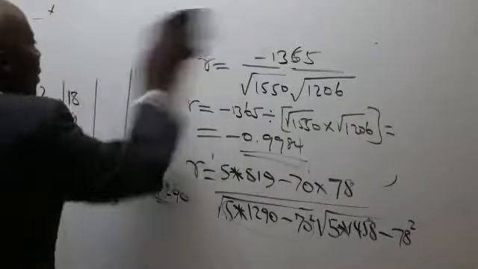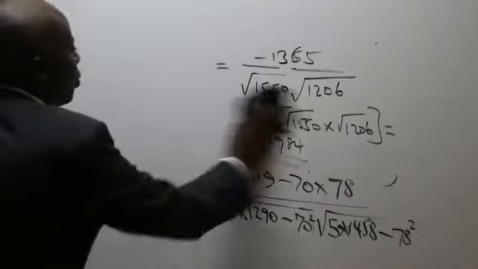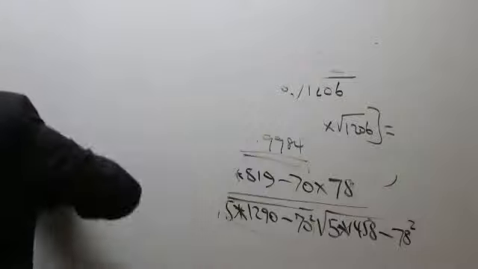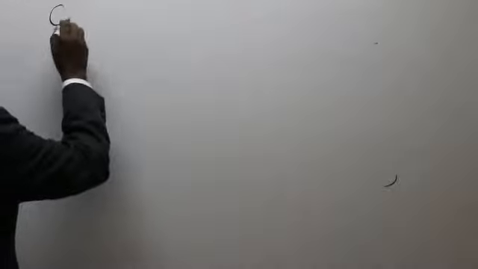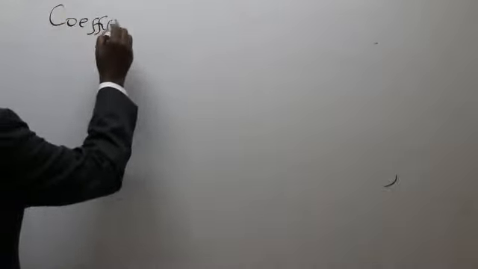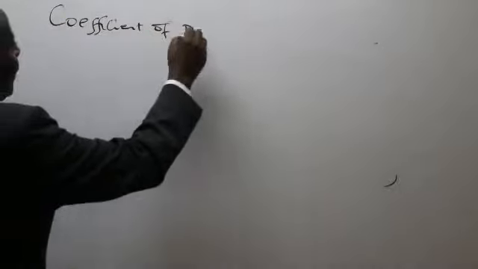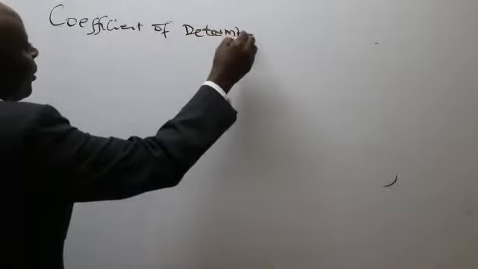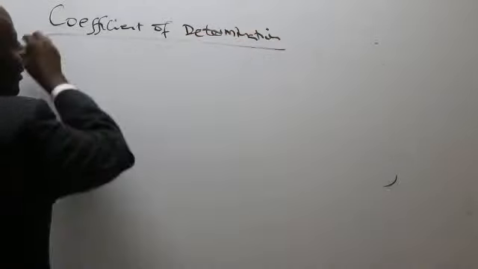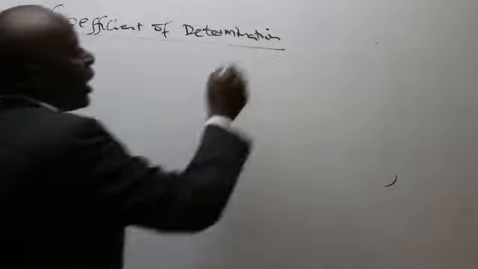Let us continue like that. Write there: coefficient of determination. So we have the coefficient of correlation, and then we have the coefficient of determination. Coefficient of what? Determination, which is our R squared.